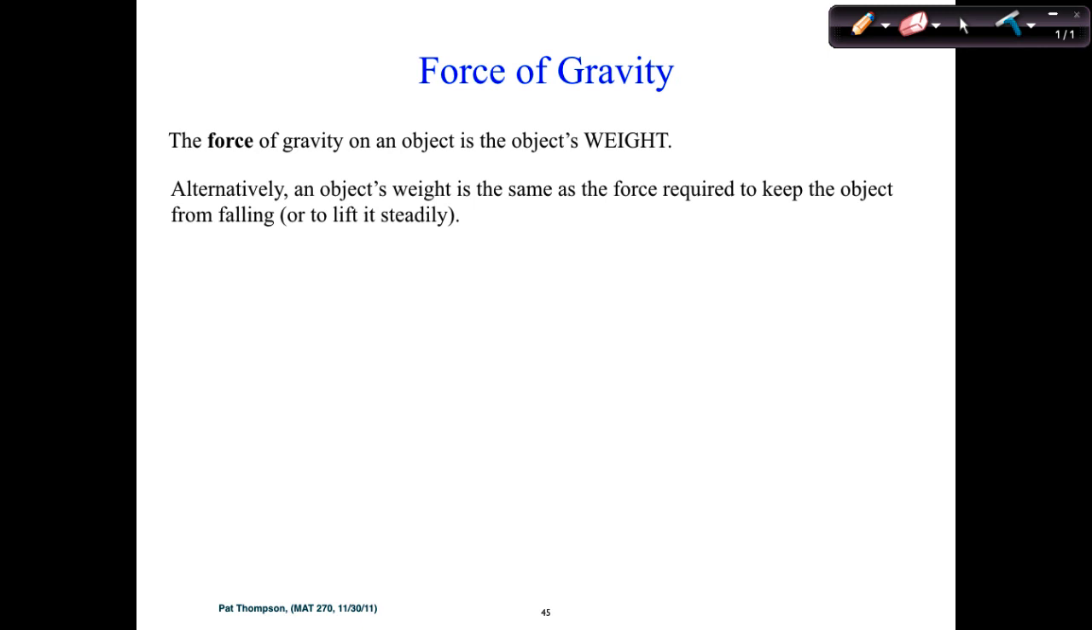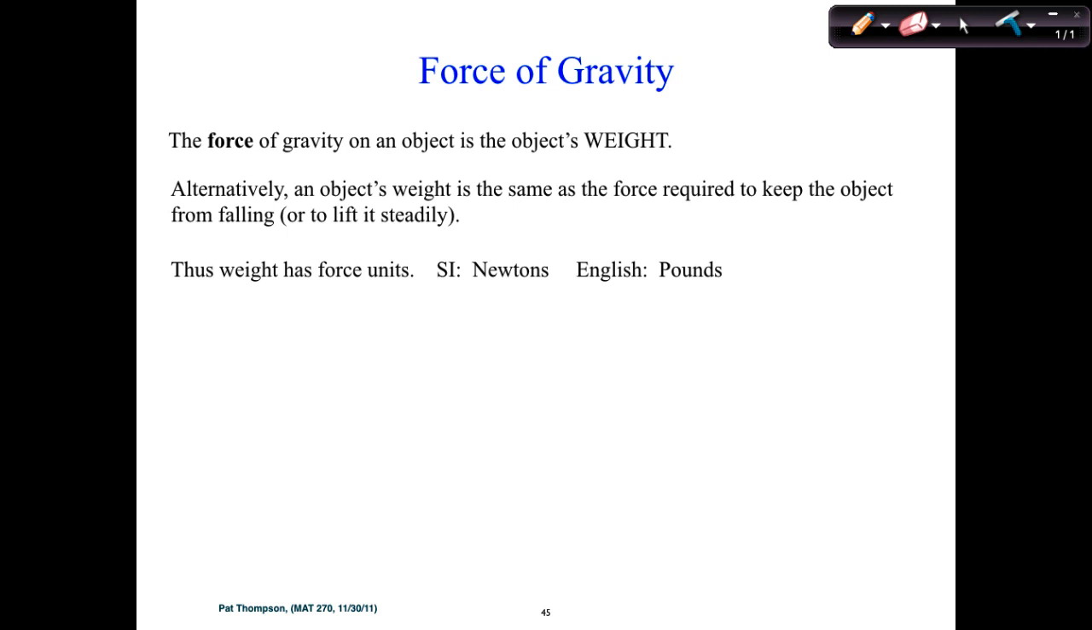Okay? So alternatively, the object's weight is the same as the force required to keep it from falling, or to maybe lift it steadily. So the weight of my phone is the force of gravity on it, and I'm supplying an equal and opposite force upward to keep it from falling. So the weight of the phone is the same as the force that I'm applying to keep it up and not let it fall.